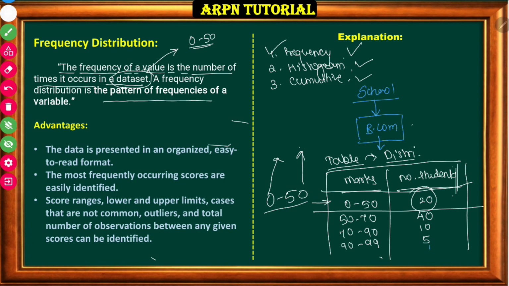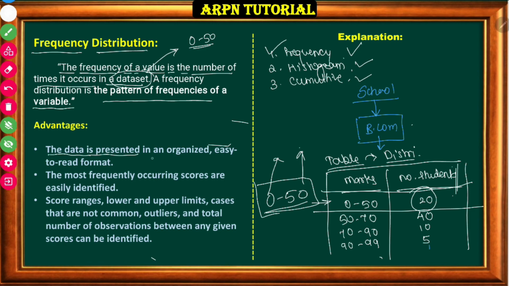Frequency is the pattern of frequency of the variable. So the pattern means exactly how many students are there in the data set from 0 to 50 marks of score. If I want to represent it, then I can use this frequency distribution. We can do that in the representation form of histograms. Let's quickly check what advantage we get by using this frequency distribution.